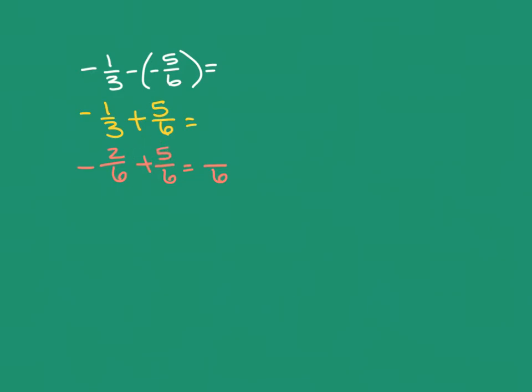How much money am I going to have left? $3 left, so that's a positive 3. I know I can reduce it down to 1/2. I'm going to leave it as 3/6 for right now, so that we can see that on the number line. Well, we'll do both. We'll show it reduced to 1/2.